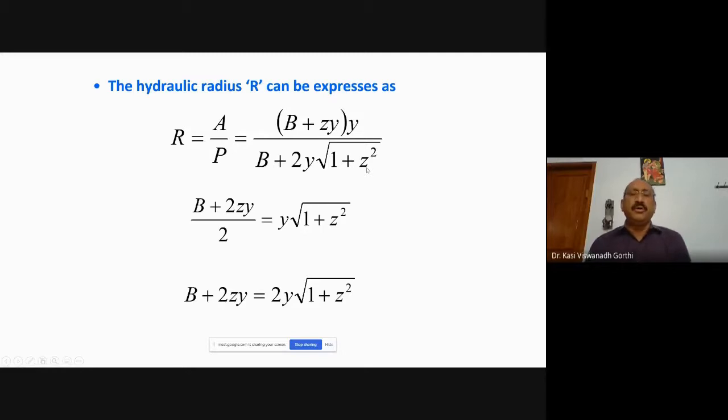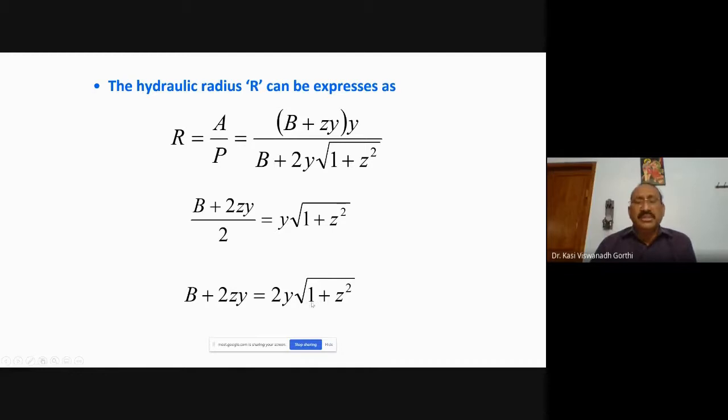B plus 2y root 1 plus z square. And we have the condition: half of the top width. So (b plus 2zy) by 2 is equal to y root 1 plus z square, or b plus 2zy is equal to 2y root 1 plus z square.